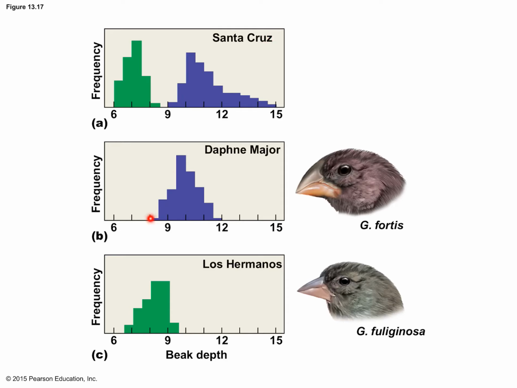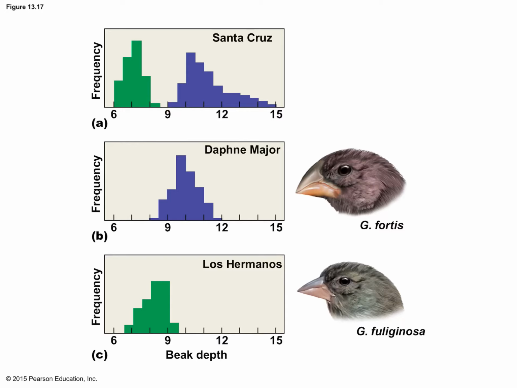Now, in Daphne Major, this is the distribution of beak sizes for Geospiza fortis, and on Los Hermanos, this is the distribution of beak sizes for G. fuliginosa. You can see there's quite a bit of overlap between them, right? And so the mean on Santa Cruz for G. fortis is shifted to the right. The mean of G. fuliginosa, easy for me to say, on Santa Cruz is shifted to the left compared to where either of them are on the islands of Daphne Major and Los Hermanos. So no competition here, no competition here. When they're on the same islands, you see they spread apart and you get lack of overlap between them.